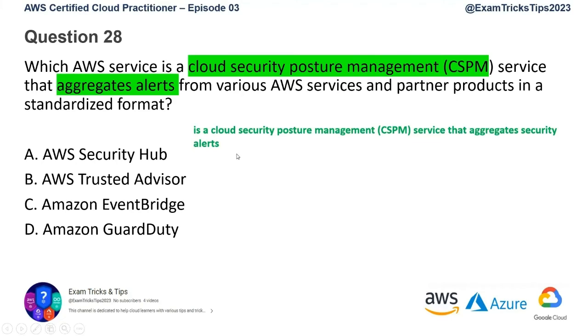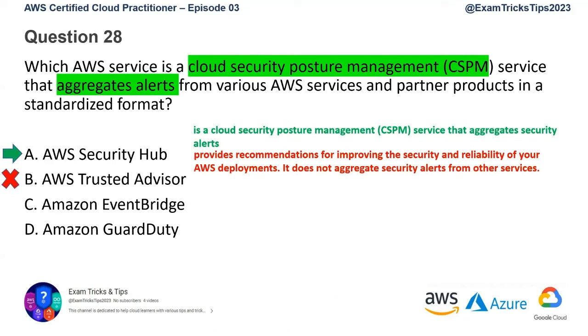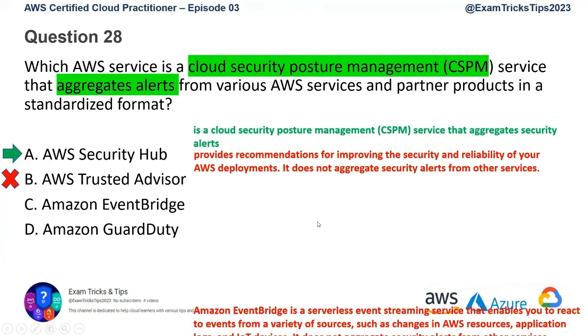The first one, Security Hub, is a security posture management service that aggregates security alerts. So essentially, this is a bullseye. This is the service we need. That's the correct answer, but let's go through the other options as well. Trusted Advisor provides recommendations for improving the security and reliability of your AWS deployment. So it's effectively a recommendation engine, but it doesn't provide any aggregation of security alerts. EventBridge is also an incorrect answer. It is essentially a serverless event streaming service that enables you to react to events from a variety of sources, but it doesn't do aggregation of security alerts. So that's not a correct answer.